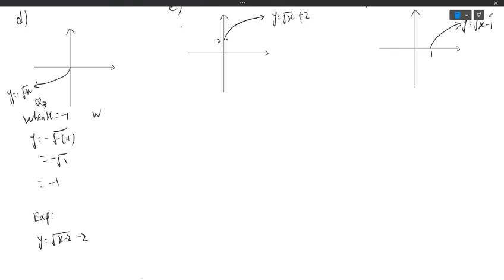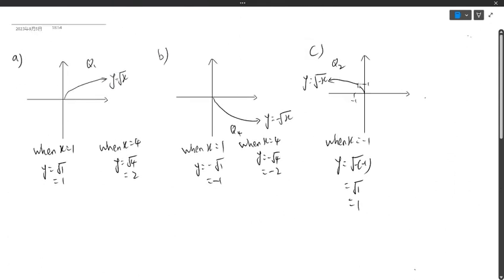Maybe someone will ask why it does not have the positive value of x. So we can see that when x equals 1, y equals negative square root of negative 1. So it will become an imaginary number.